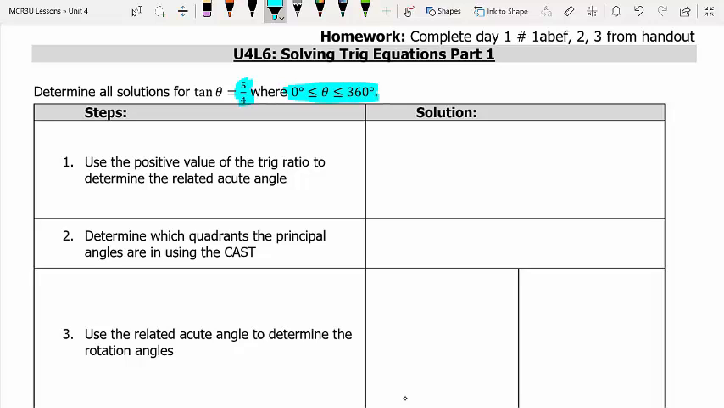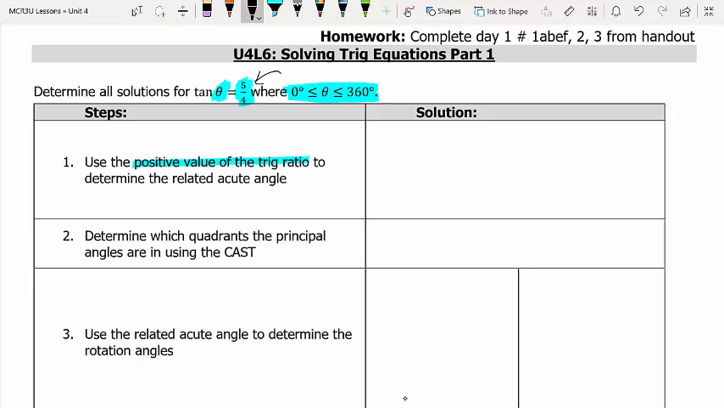Just keep in mind that sometimes that domain might be bigger, and then I'll show you in later lessons how to deal with that. Okay, so when you're trying to solve for theta, the first step is always find the related acute angle. And it's really important that when you're solving for the related acute angle, you always take the positive value of the trig ratio. Okay, so our trig ratio here is positive 5/4, so we're good, it's already positive.